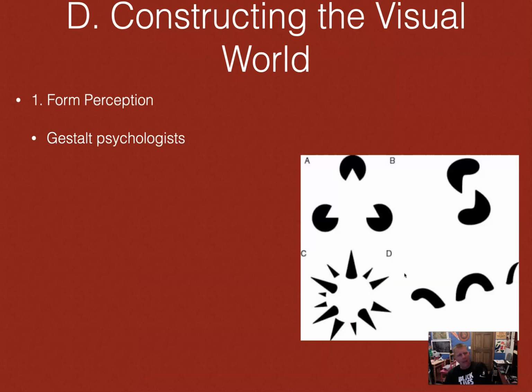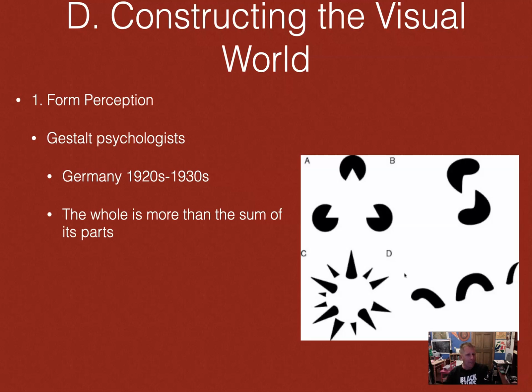So form perception. We have Gestalt theory, Gestalt psychology, that basically we can fill in the gaps. This was big in the 1920s and 30s in Germany. That's pre-fascism, pre-Nazism. Basically, the whole is more than the sum of the parts.